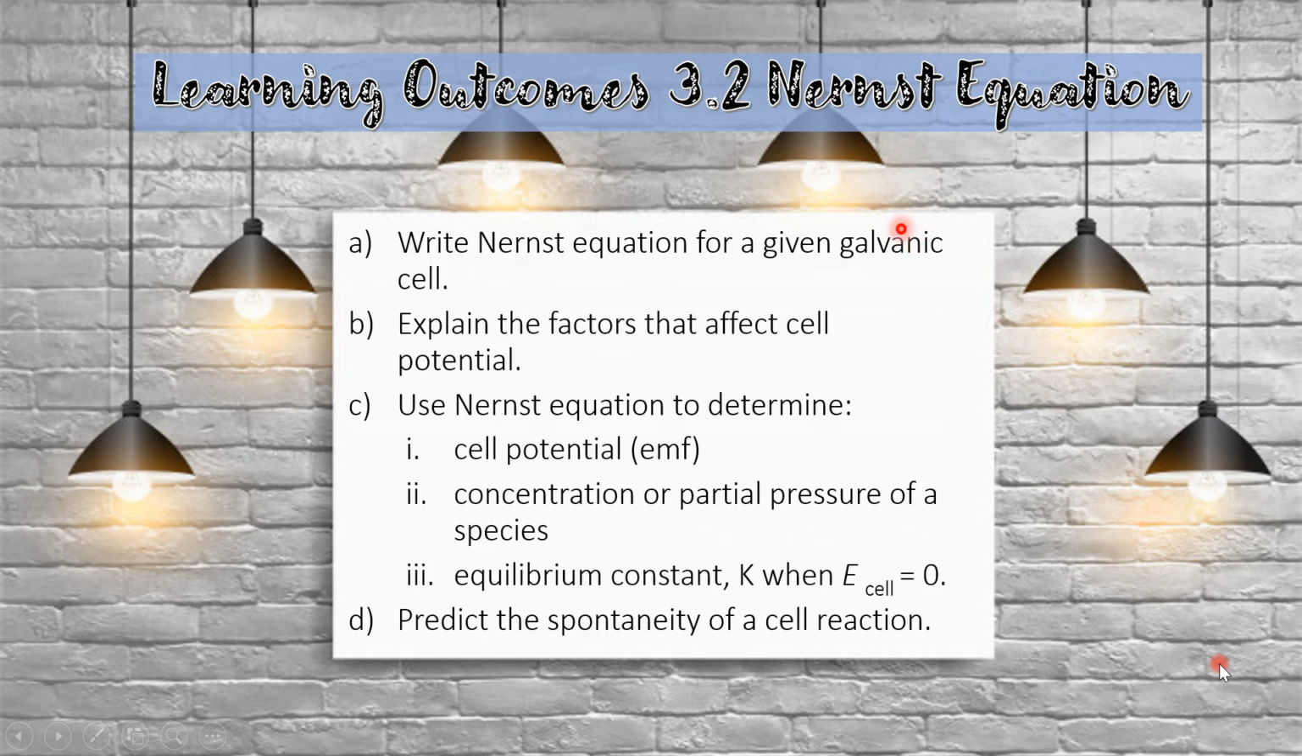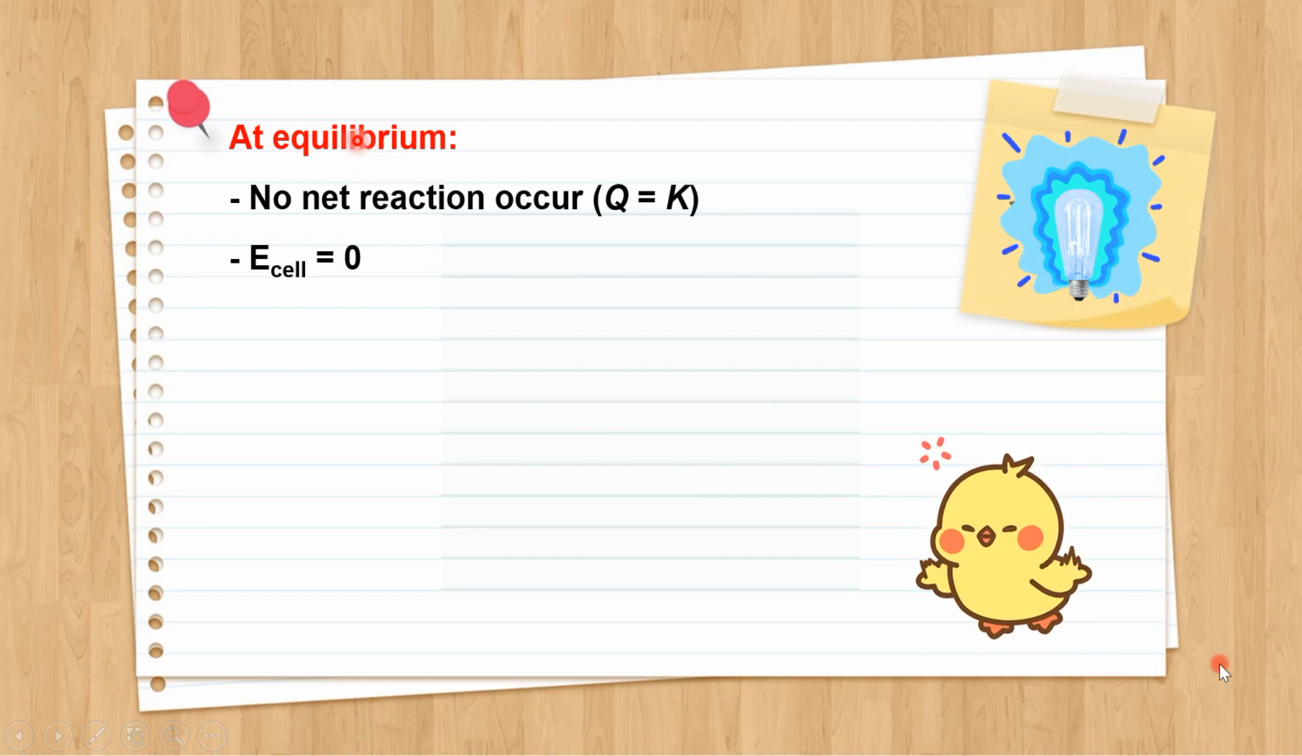For the third part of the Nernst equation, you are going to use the Nernst equation to determine the equilibrium constant K when E cell is equal to 0, and predict the spontaneity of a cell reaction. Okay, we move to the next slide.